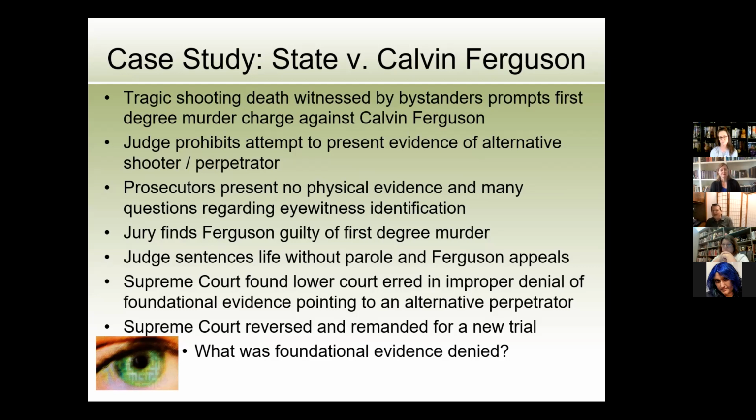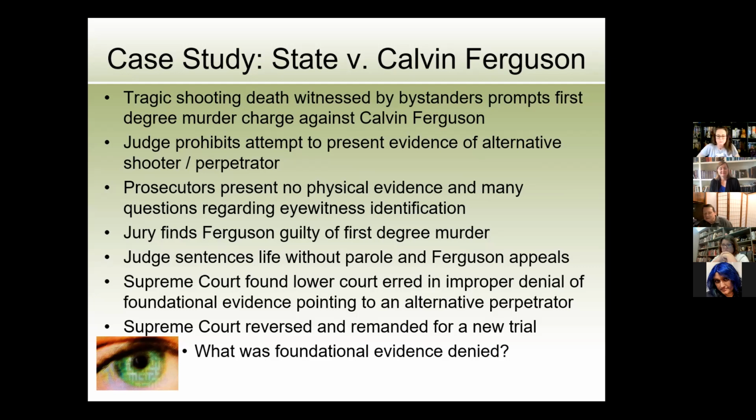The prosecutors didn't have any physical evidence. That usually goes to the fact they didn't have the gun, right? There were some questions around whether the eyewitnesses had a good positive identification or not. It wasn't clear. So he was found guilty of first-degree murder. The judge sentenced life without parole. So Ferguson is basically done. He appealed. The Supreme Court found that the lower court erred because the judge denied the foundational evidence pointing to an alternate perp. So the Supreme Court reversed and remanded for a new trial.